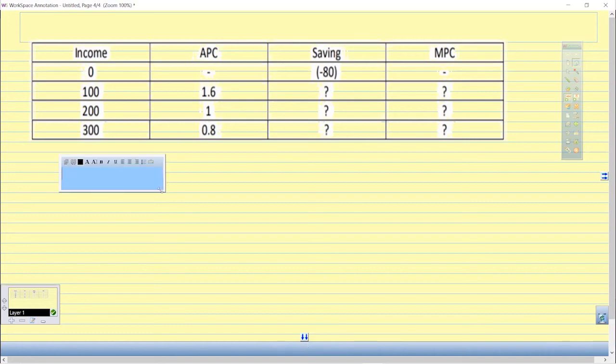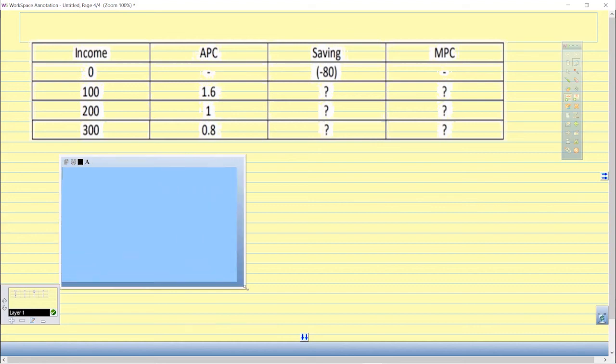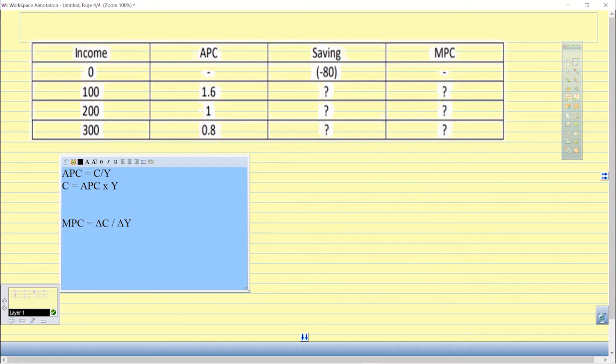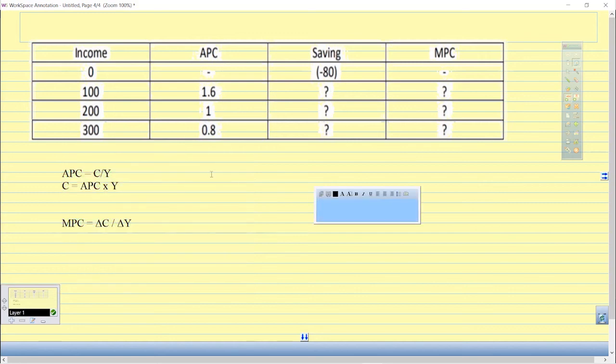For solving this, you have to recall certain formulas from the previous session. How will you find out APC? APC is equal to C by Y, or consumption divided by income. So how will you find out consumption? Once you know APC, you will find consumption by multiplying it with income. Then MPC is equal to delta C by delta Y. So we will start solving.